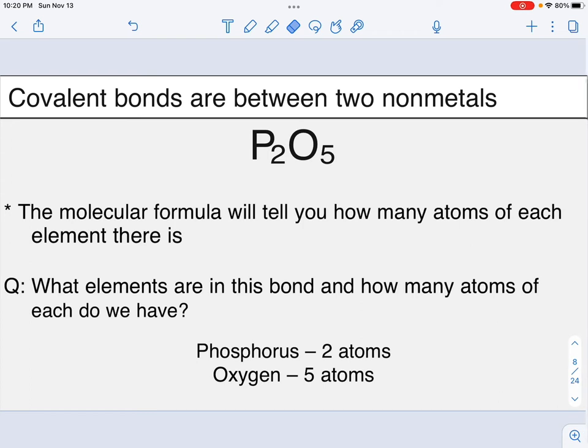So it's very important that you understand how to read a molecular formula, because if you don't know what P2O5 means, then from the get-go, you're not going to get it right. So you need to be able to understand that. And if you don't, you need to pause this video and then go research some more on YouTube or on the internet, how to read a chemical formula, okay?